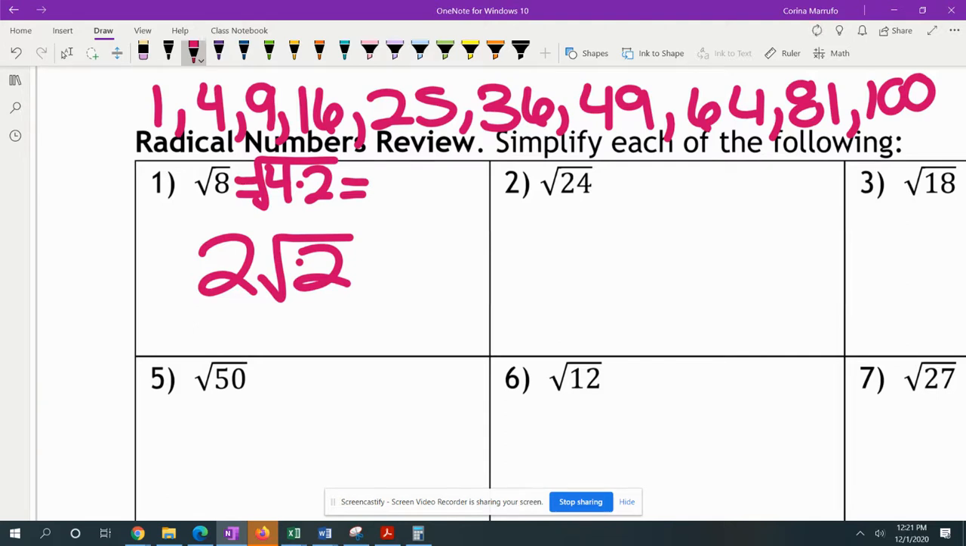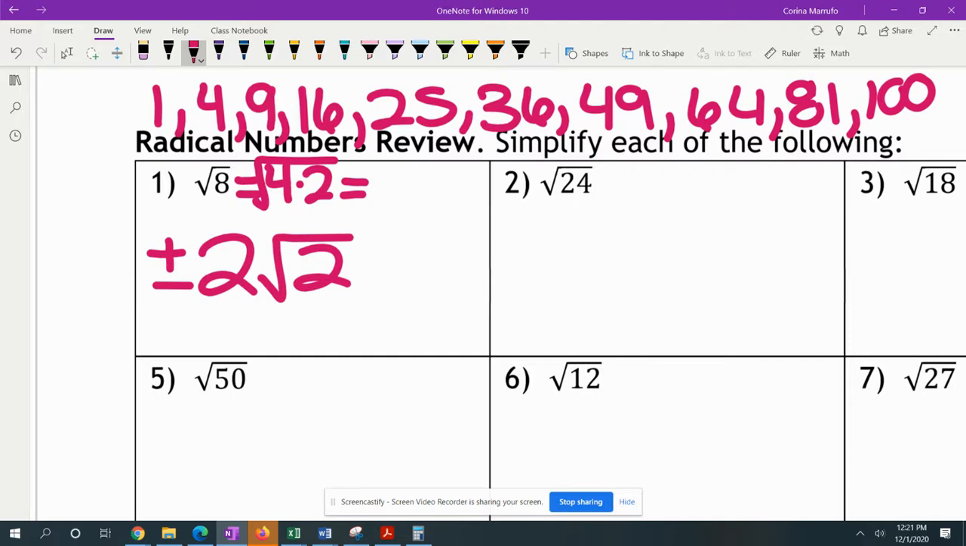And then remember, if you do 2 times 2, that'll give you 4. But if you also do -2 times -2, that will also give you 4. So for our answer, we're going to have to put a plus and a minus, either +2 or -2 also.